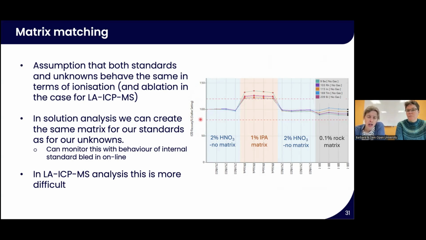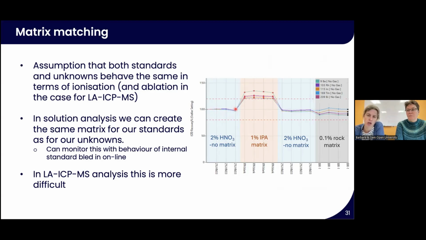So what we did here is we introduced our internal standard, and then also bled in samples of different matrix composition. In the blue, you can see that we've got a matrix which is just a 2% nitric matrix. And you can see that we have a relatively steady recovery of all of our internal standard at around 100%.